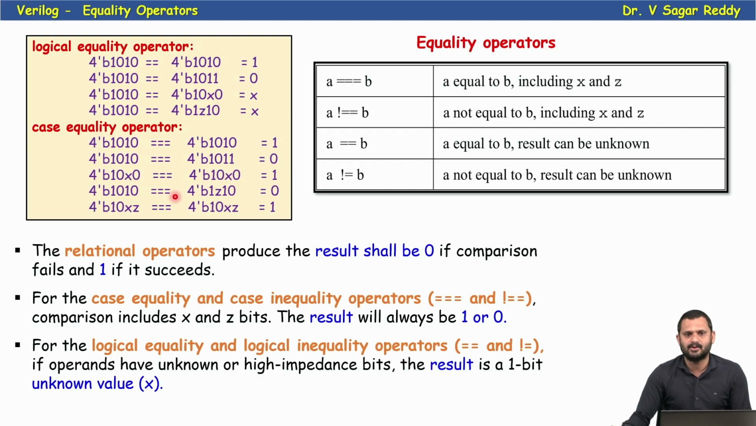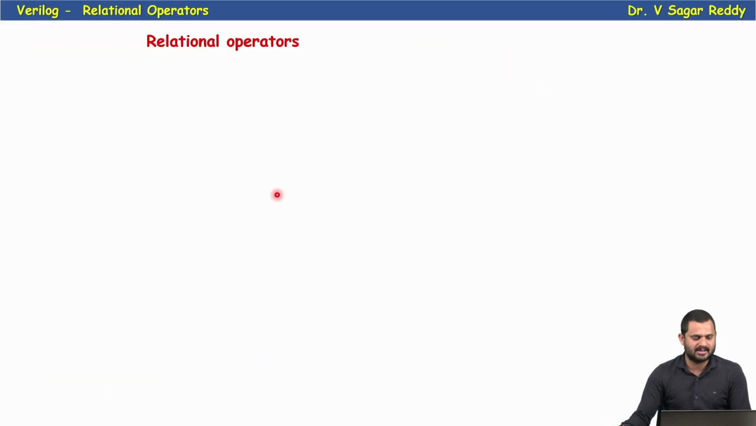Whereas here 1010, here 1z10, here this is the 0, here this is the x, not equal, so the output is 0. Now in the case of 10xz, both are the same. So it compares both x and z also, it includes x and z in the comparison. So the output is 1. From this you observe that the output of a logical operator may be 0, 1 or unknown. Whereas the output of a case equality or inequality operator should be either 0 or 1 only, not unknown. I hope you understand. Clear?